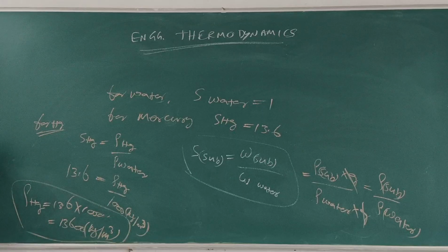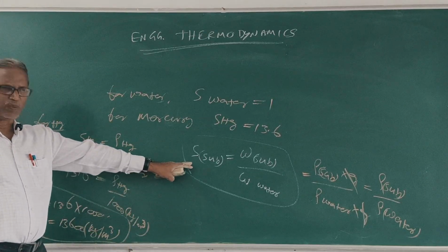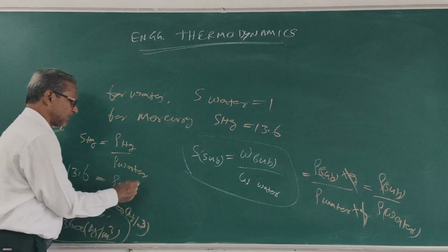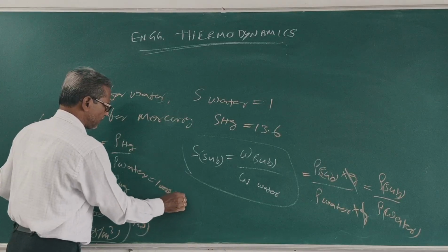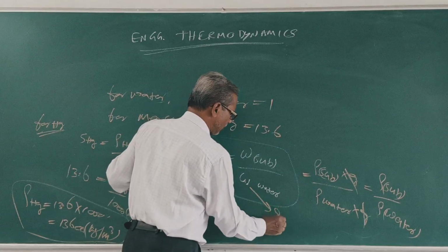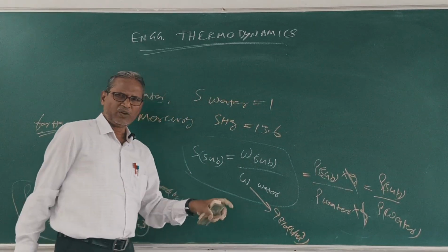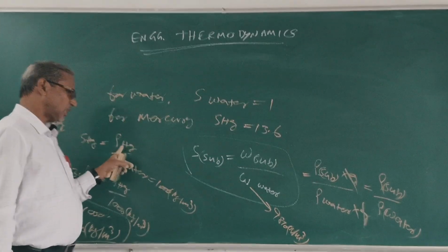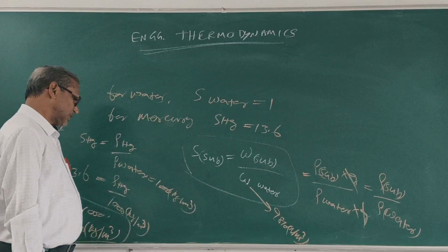Similarly, for kerosene or any oil, you put here the value of S, and here the value of water. The value is 1000 kg per meter cube, and the specific weight is 9810 Newton per meter cube. Clear? For any liquid, you can find out rho or w. Clear? Next, we will do some problems.